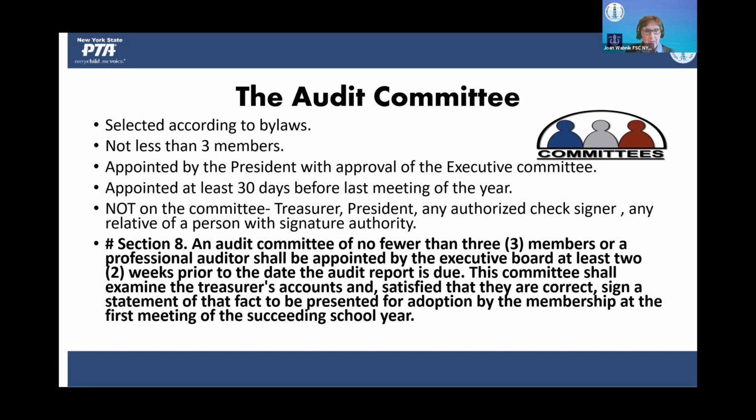The audit committee is selected according to the bylaws: not less than 3 members, appointed by the president with approval of the executive committee, appointed at least 30 days before the last meeting of the year. People not on the committee would be the current treasurer, the current president, any authorized check signer, and any relative of a person with signature authority.